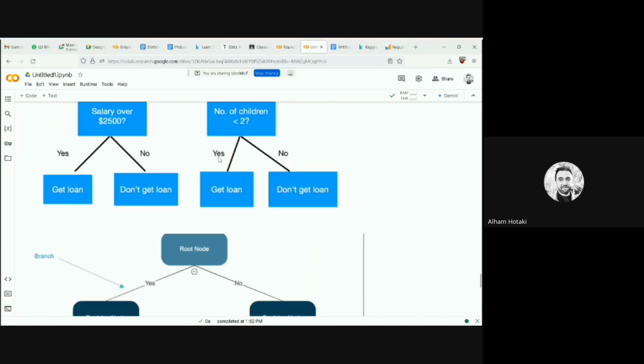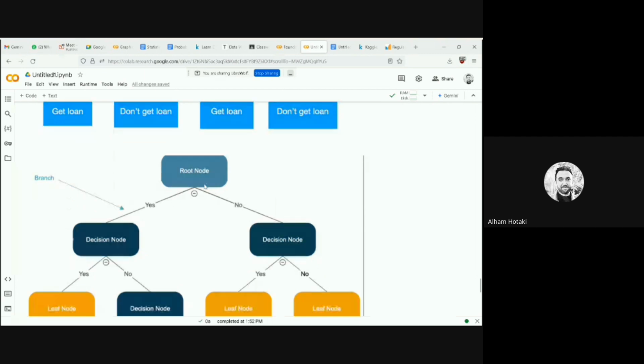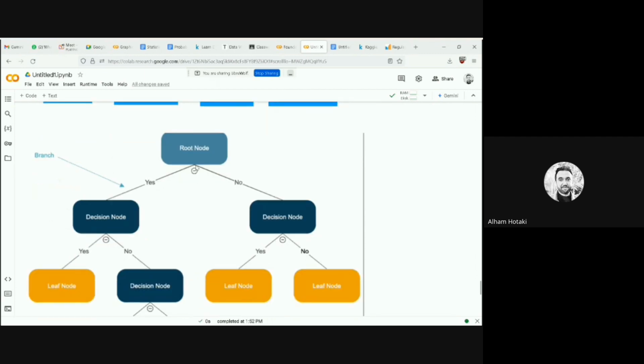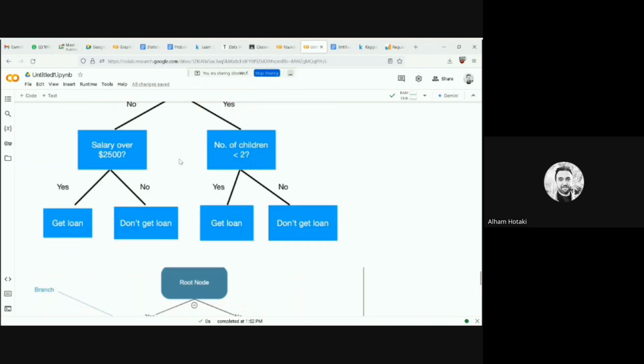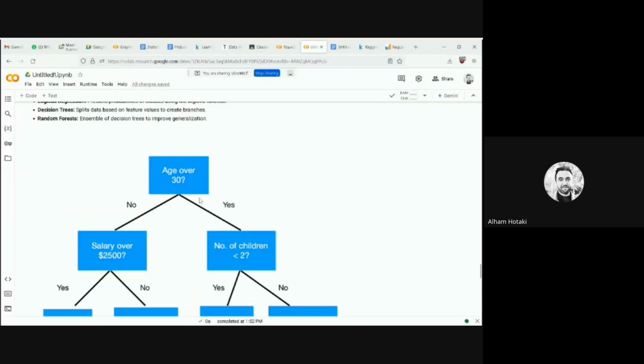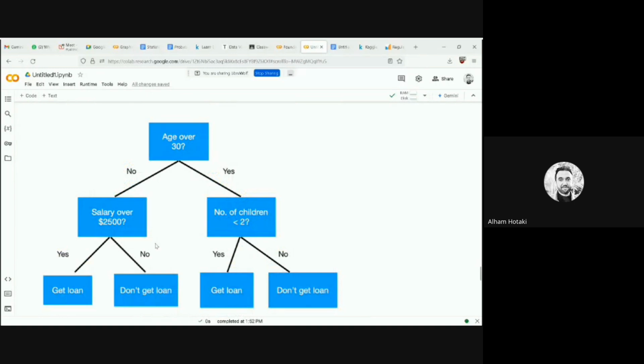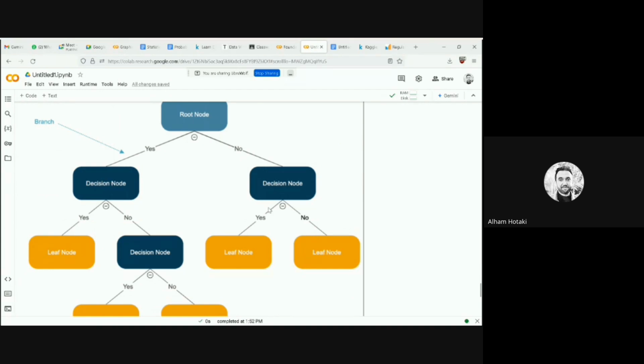Look at this. The main one is called the root node. This is called a node. All these ones are called branches. See, this was the root node, and this is the branch. These branches have decision nodes. These are the decision nodes, yeah? This was the root node. This was the decision node. Each decision node had another branch, yeah?